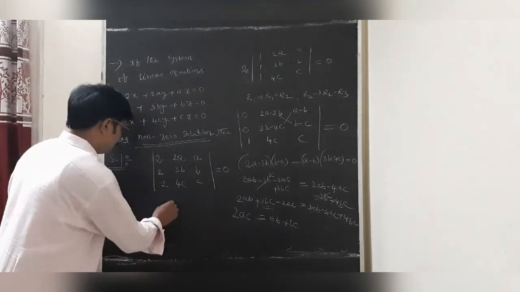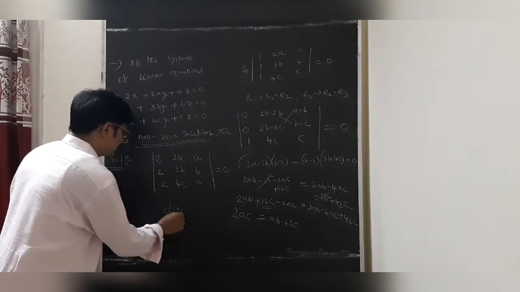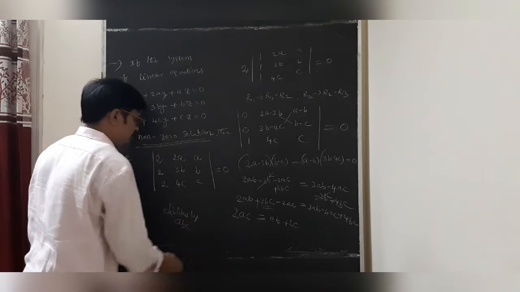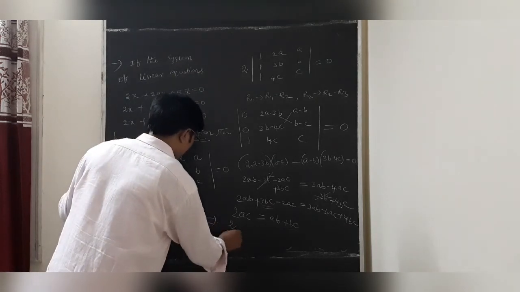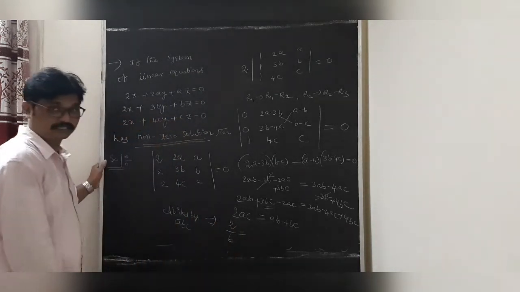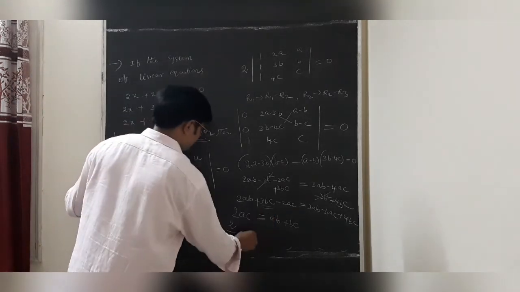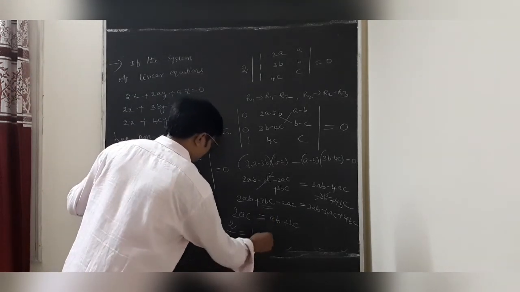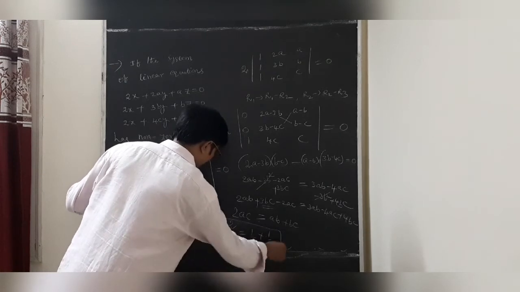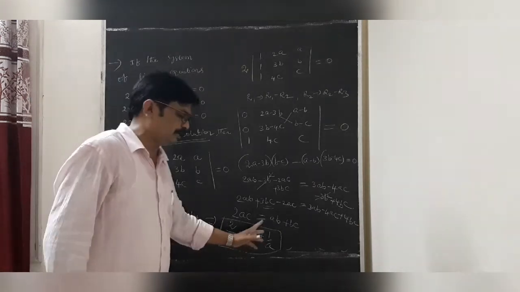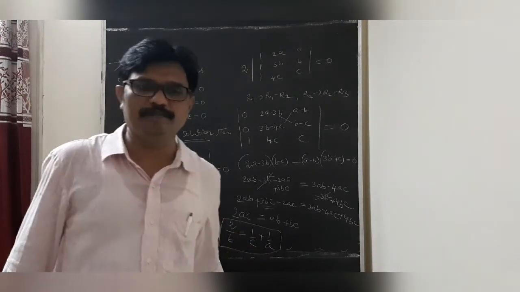ABC on both sides. This is 2 by B. Yes, 2 by B. After then, AB cancel. This is 1 by C. BC cancel, 1 by A. My dear students, we have to know that 2B equal to A plus C, A, B, C are in AP.